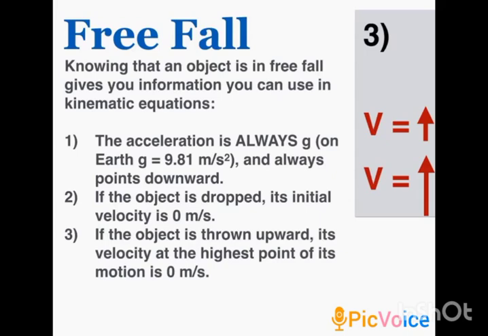Okay students, there are some rules which we follow when an object is under free fall. If the object is dropped from a height, its initial velocity, that means u, is equal to 0 and the acceleration due to gravity is taken positive. When an object is thrown in upward direction, then at the highest point its final velocity is equal to 0 and acceleration due to gravity is taken negative.